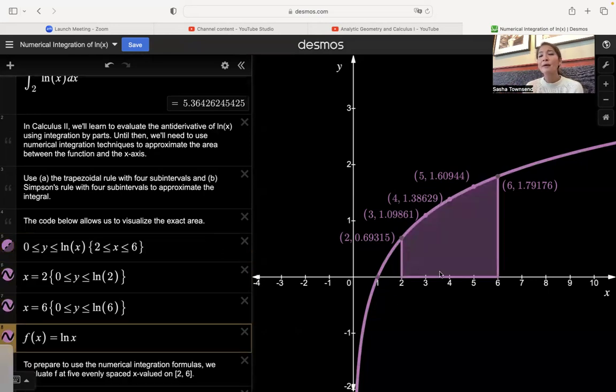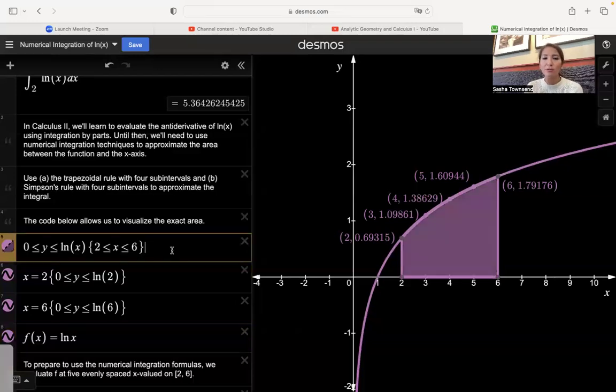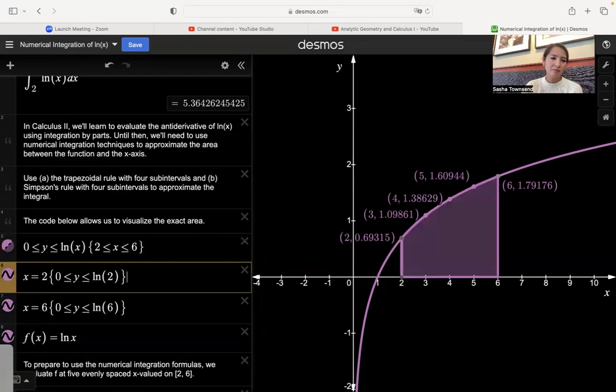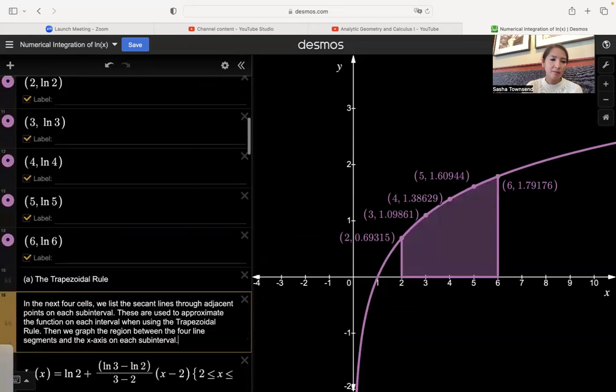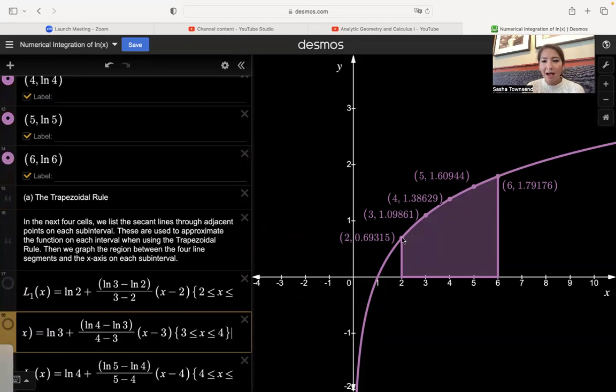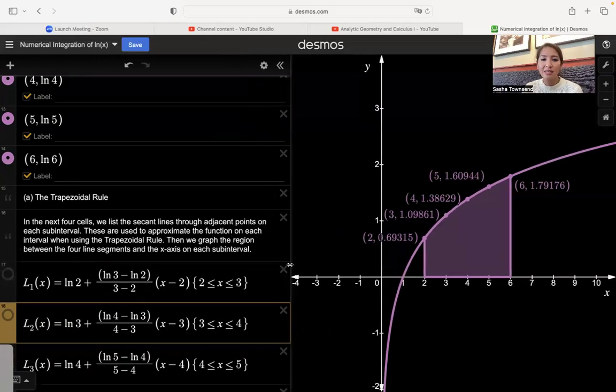So we might say, okay, how can I approximate that area under the curve? Well, one way that we can do that is using what's called the trapezoidal rule. Basically, all that we do is on each subinterval that has a width of 1, we create a little trapezoid. We're going to think of those trapezoids as lying on their sides. And then the top of that trapezoid comes from creating a line segment, just like a secant line, between adjacent points in our partition. So we're going to go from 2, natural log of 2, to 3, natural log of 3. And we want to draw the secant line there.